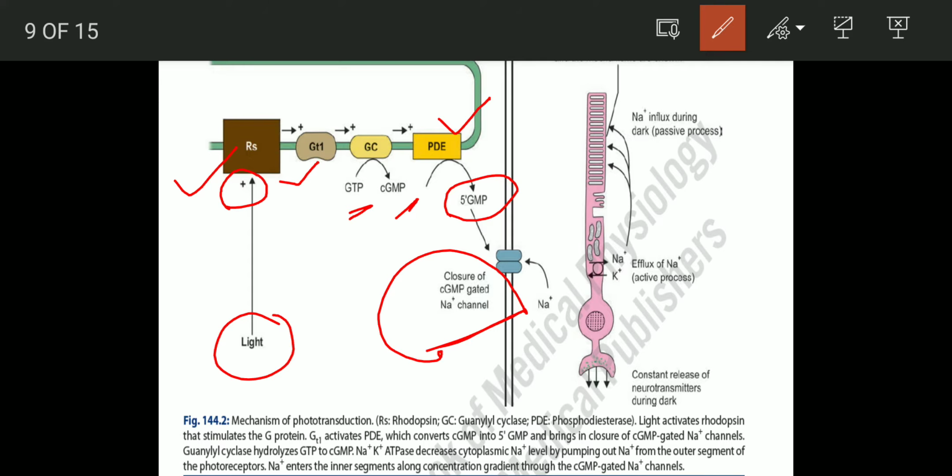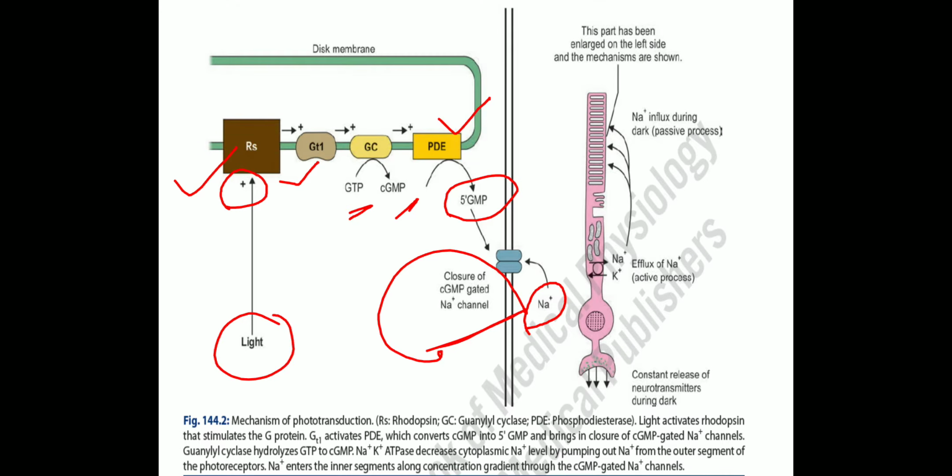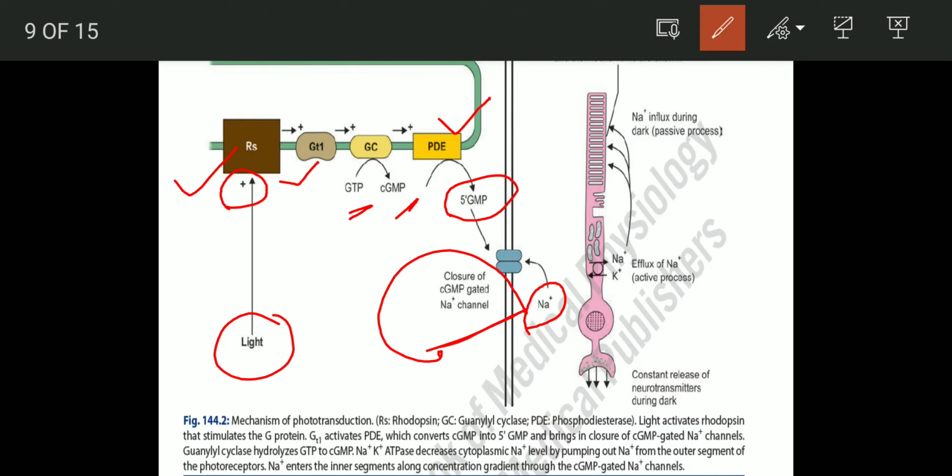Once there is a closure of cyclic GMP gated sodium channels, what will this cause? There will be sodium influx during the dark, which is a passive process here. This part has been enlarged on the left side, and the mechanisms are shown. There will be an efflux of sodium from this side, and there will be sodium influx during the dark phases. There will be constant release of neurotransmitter during the dark.